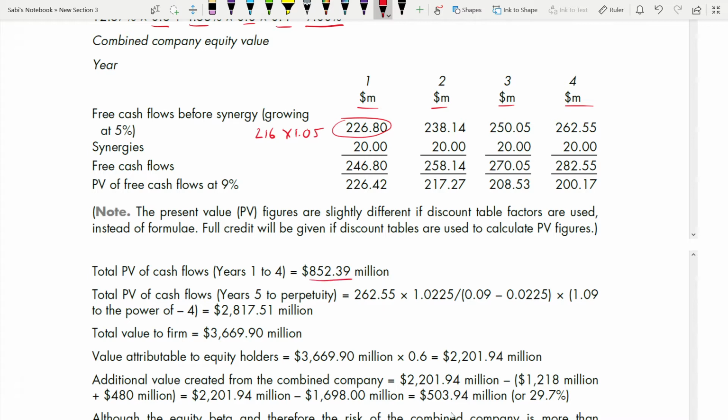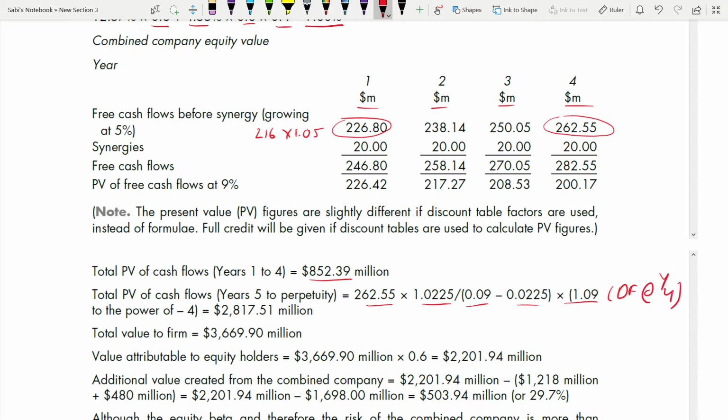Now total present value of cash flows from year 5 to perpetuity. Right? When you're taking that, you have to take this year 4, the next year, okay? And increase it by what? 2.25%, that is the growth rate. Divided by cost of capital minus the growth. Into, okay, what is this into part? 1.09 to the power minus 4. You're discounting it back to your 0, right? It will be 1.09 to the power minus 4. In short, it is the discount factor used in year 4.